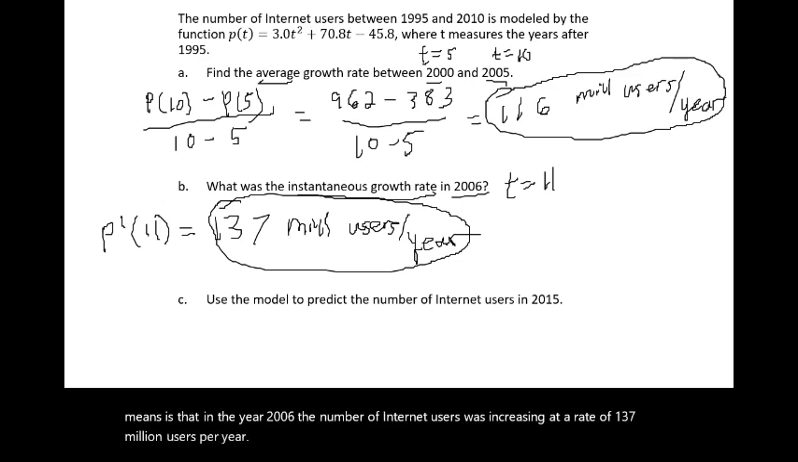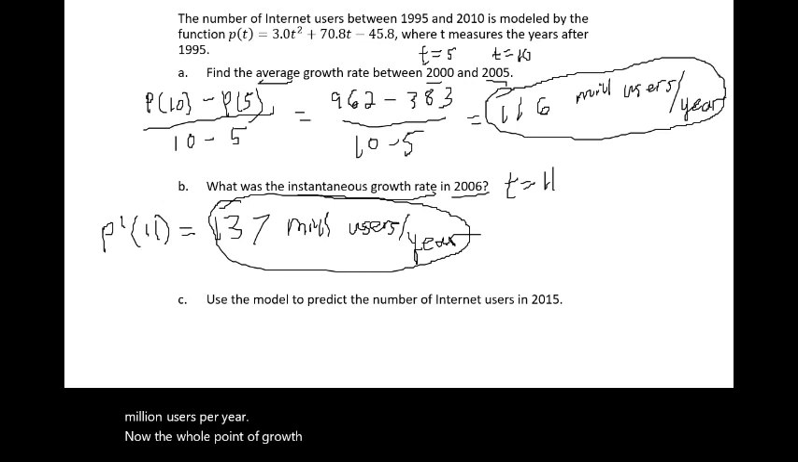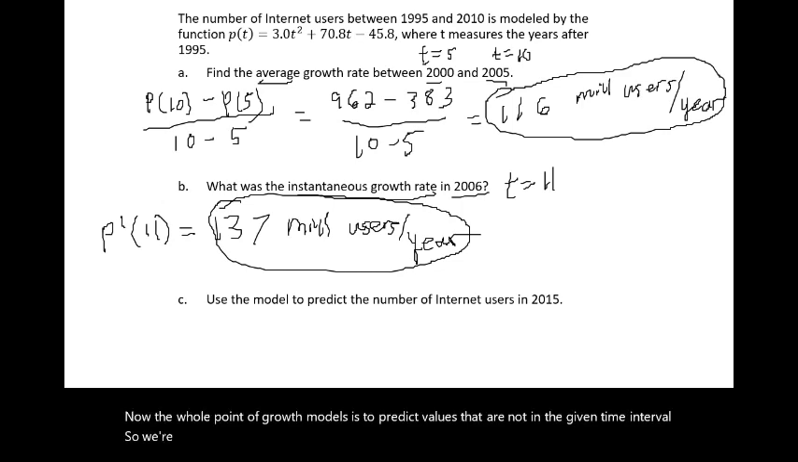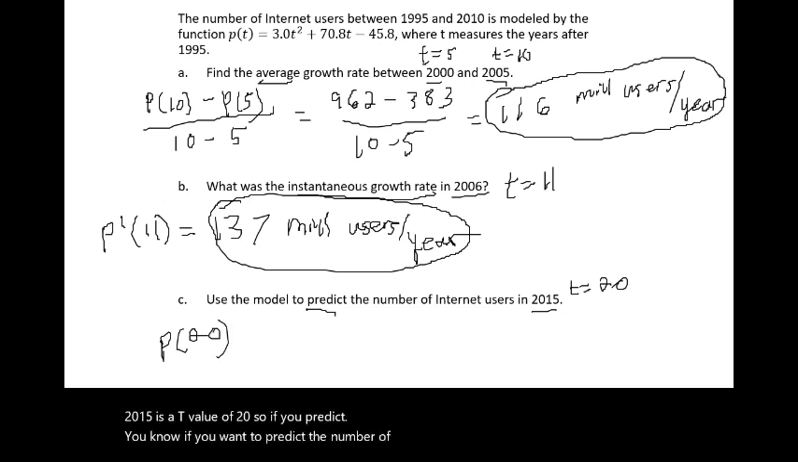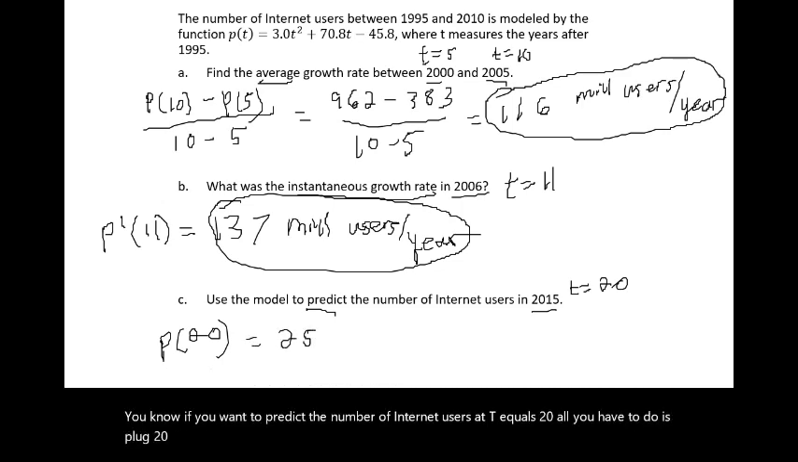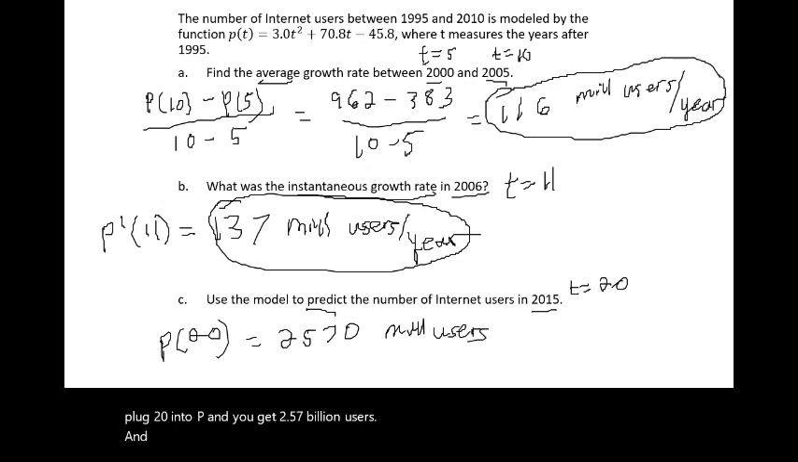Now, the whole point of growth models is to predict values that are not in the given time interval. So we're going to use this model to predict the number of internet users in 2015. 2015 is a t-value of 20. So if you want to predict the number of internet users at t equals 20, all you have to do is plug 20 into p, and you get 2,570 million users, and that is going to be your predicted value.